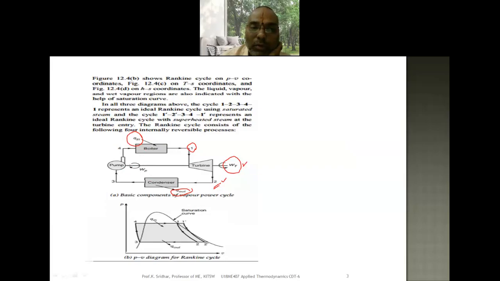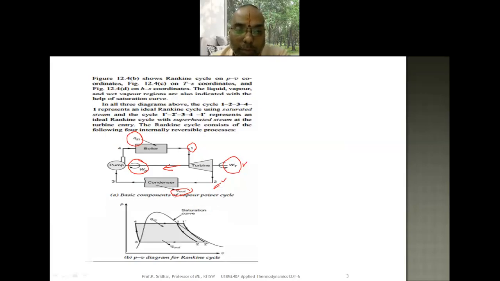Some amount of work is required to drive the pump. That work input to drive the pump is taken from the turbine work; this is basically a shaft, so some of the work is utilized to drive the pump. Now the fluid goes to the boiler. So we have represented 1, 2, 3, 4 here.